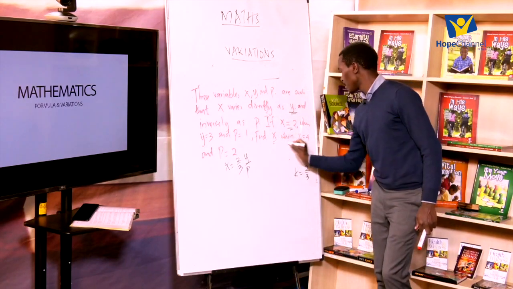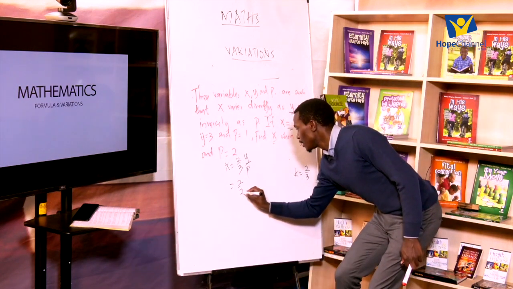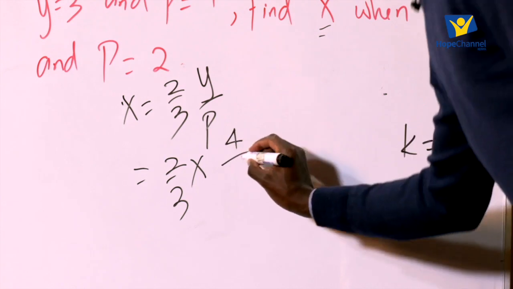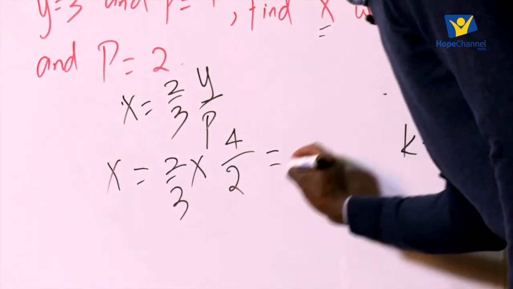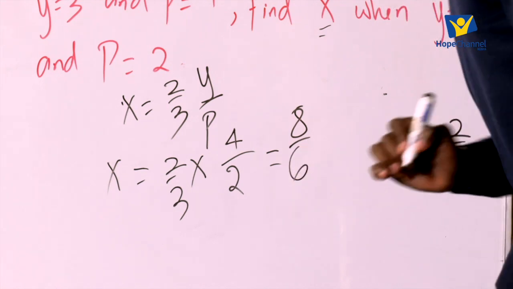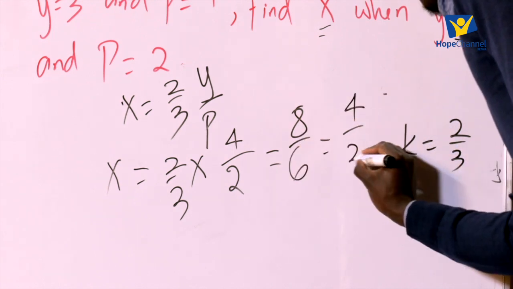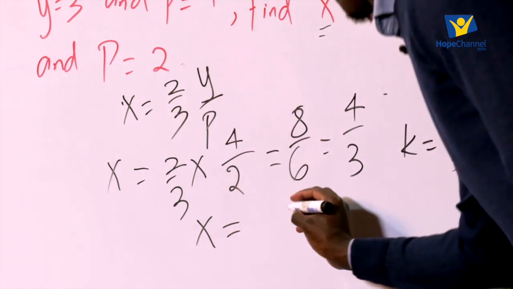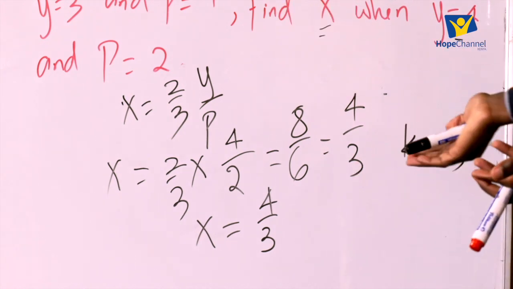Now we're supposed to find x when y is 4 and p is 2. So we simply substitute. So that is equal to 2 over 3 multiplied by y. Y is 4 and p is 2. So divide by 2. So when you multiply that, you'll have 2 times 4 is equal to 8 over 3 times 2 gives us 6. And then you will be able to simplify that, by 2 is 4, by 2 we have 3. So the value of x when y is 4 and p is 2 is 4 over 3. As simple as that, we are able to find the value of x.